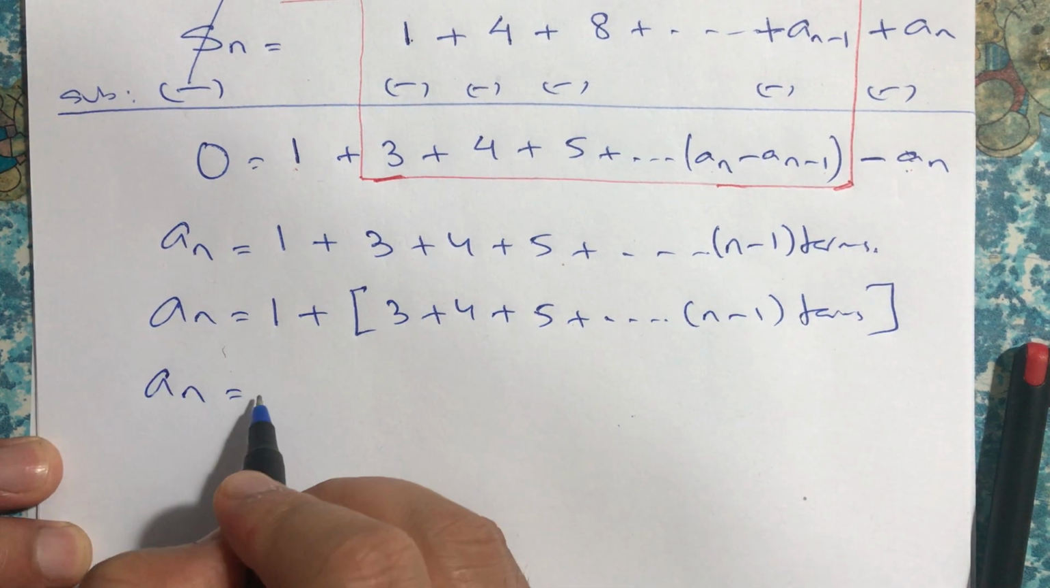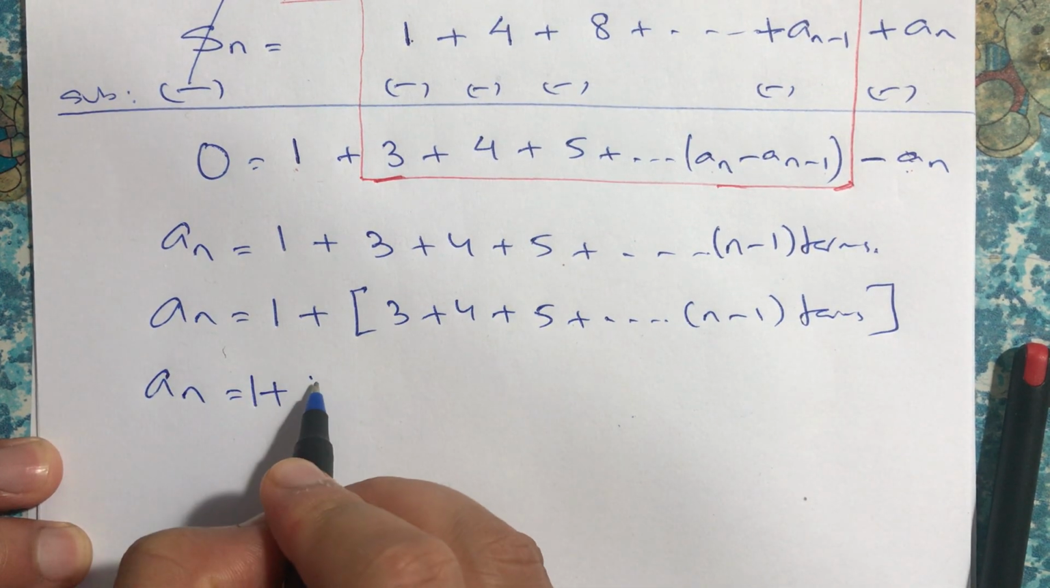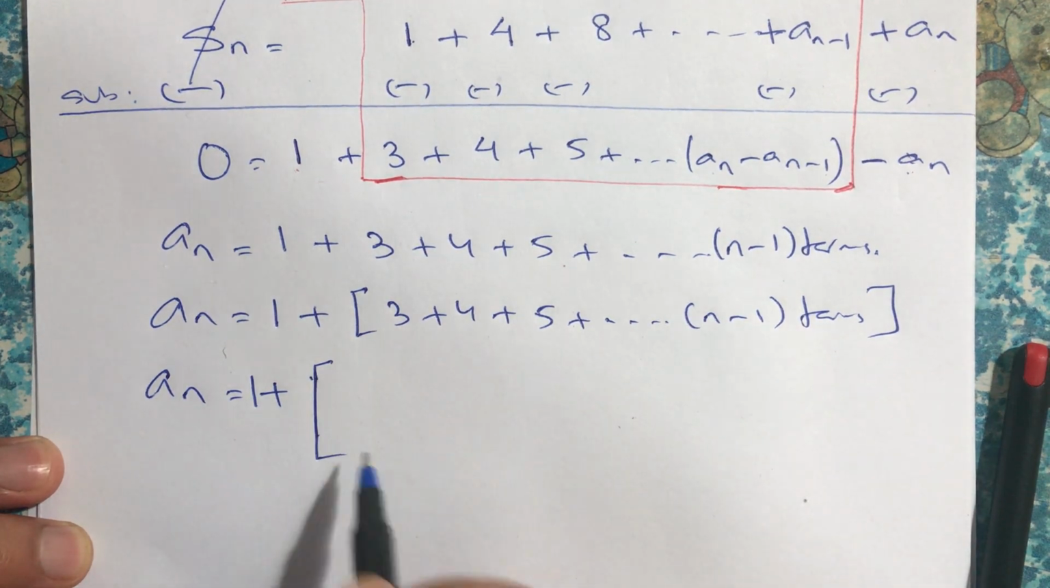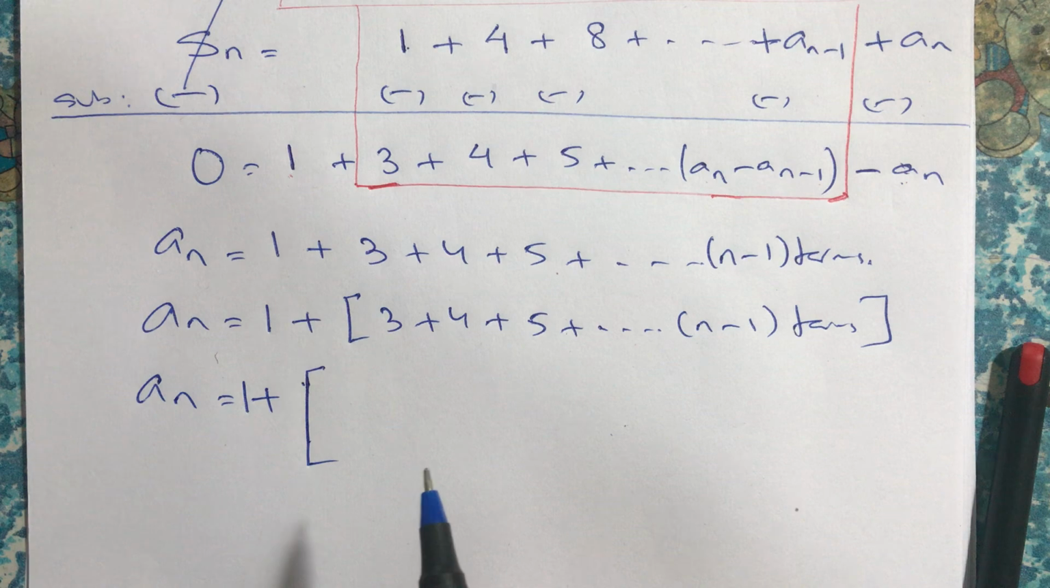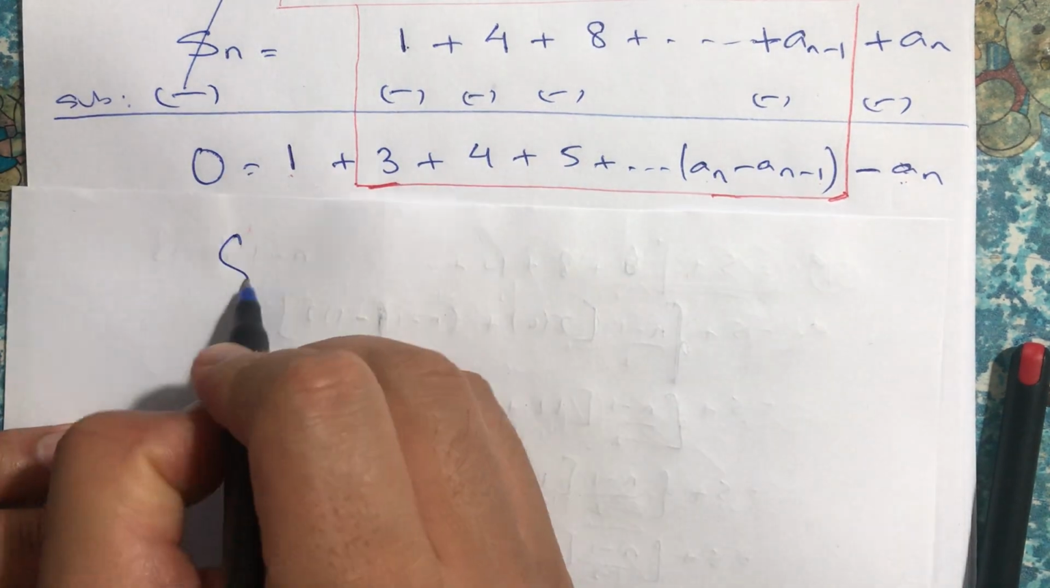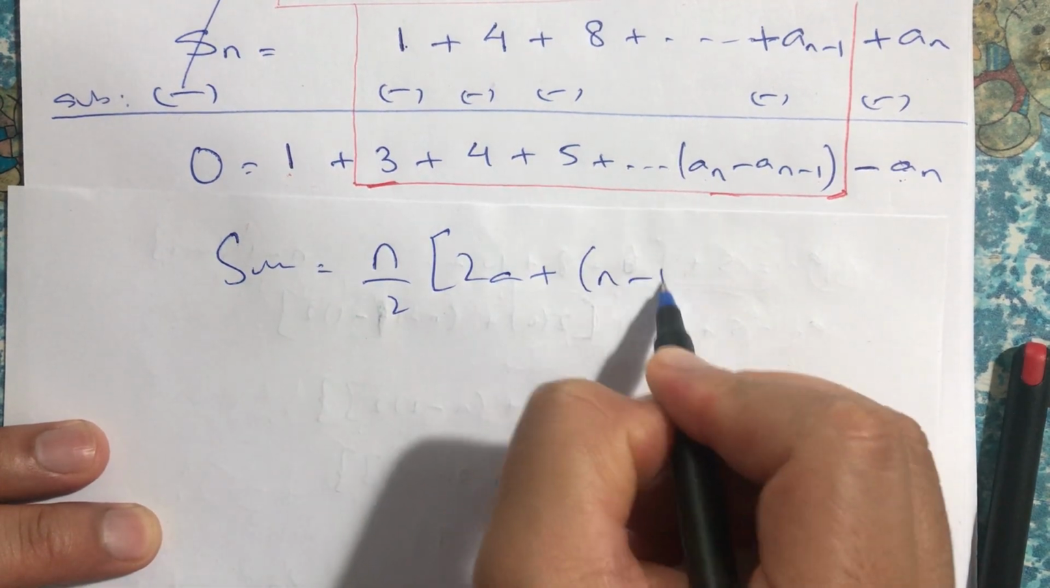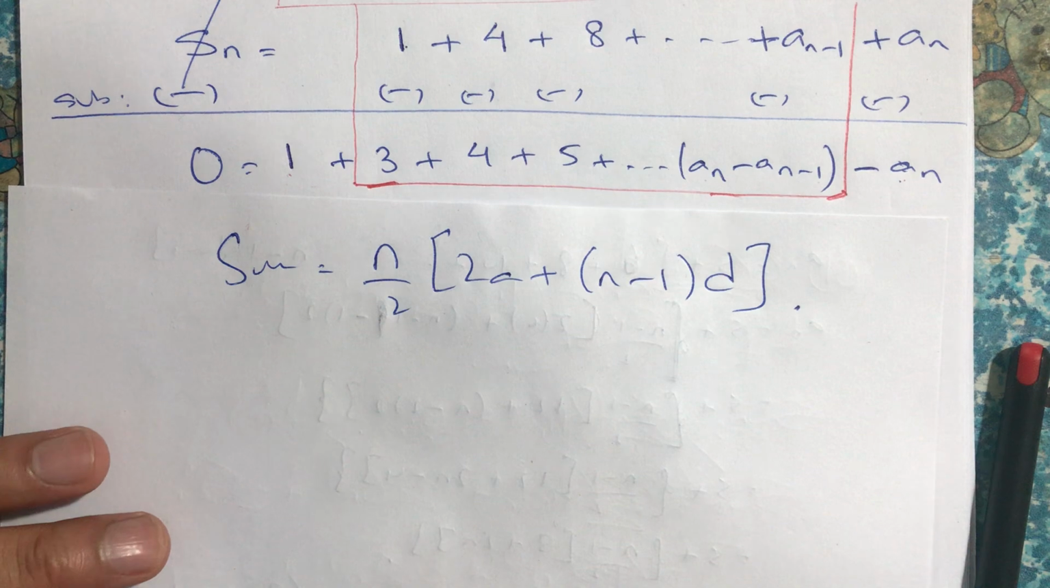So if it's now in an AP, then this is the sum of an AP series. So what will be the sum of an AP series? Now everyone knows, I think, the sum of an AP series. The formula of the sum of an AP series is n by 2 bracket 2a plus n minus 1 d. That's the formula of the sum of an AP series.